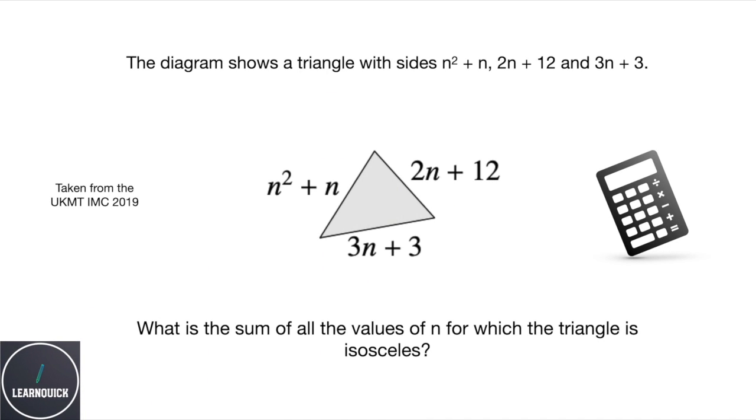The diagram shows a triangle with sides n squared plus n, 2n plus 12 and 3n plus 3. What is the sum of all the values of n for which the triangle is isosceles? This problem has been taken from the UKMT Intermediate Maths Challenge 2019. If you would like to give it a go, then pause the video now.